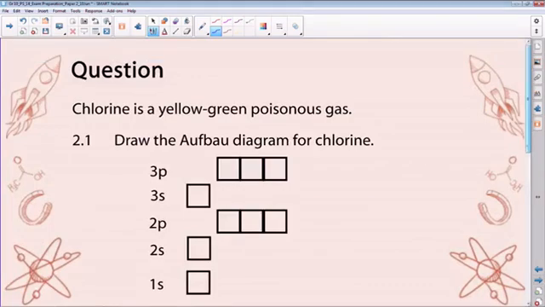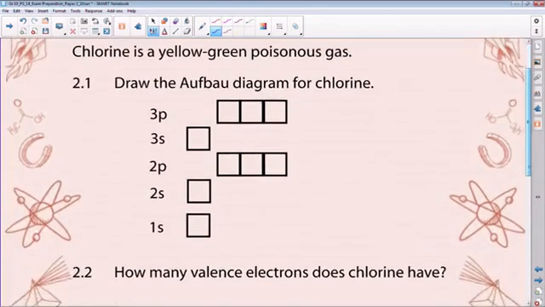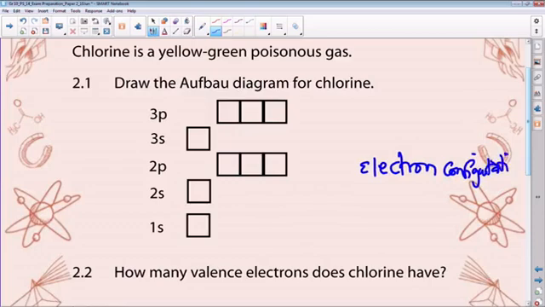Right, it says we want to draw the Aufbau. The Aufbau diagram actually shows the electron configuration of an element, or the layout of electrons of an element. In this case, we shall use the Pauli exclusion principle, as well as the Hund's rule.